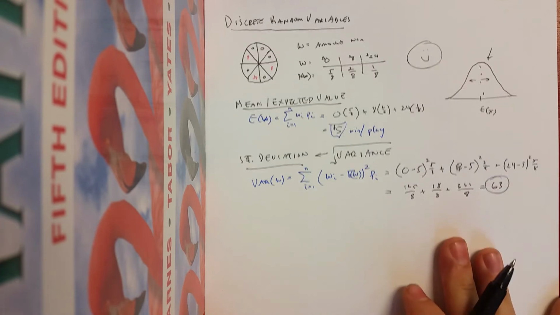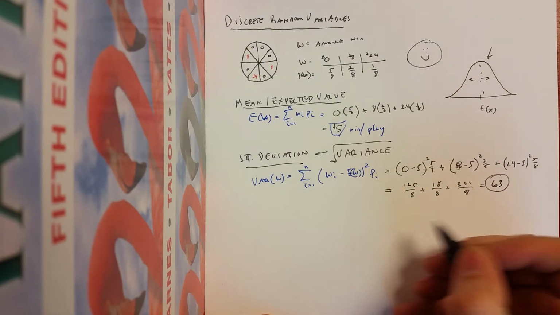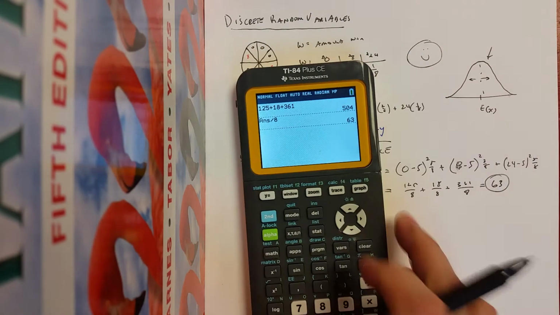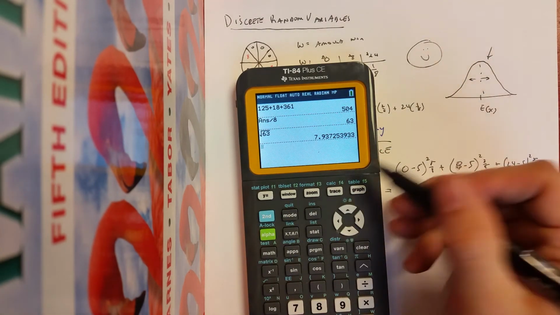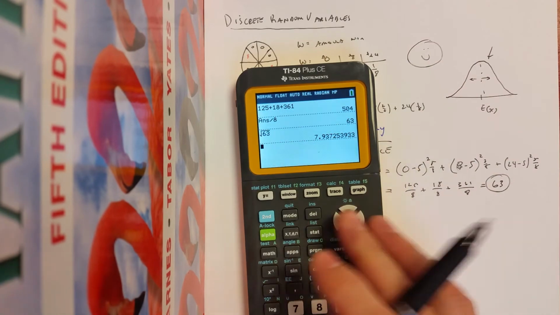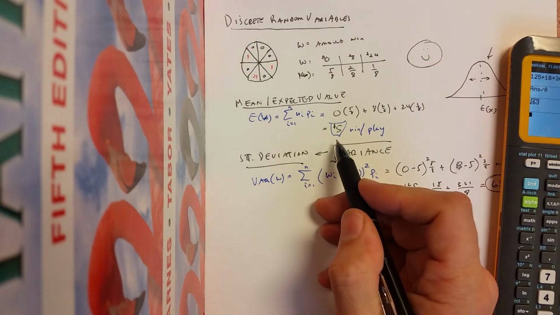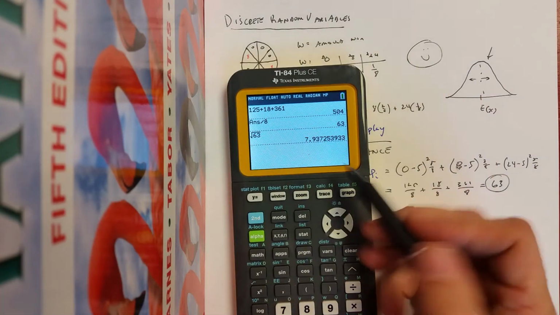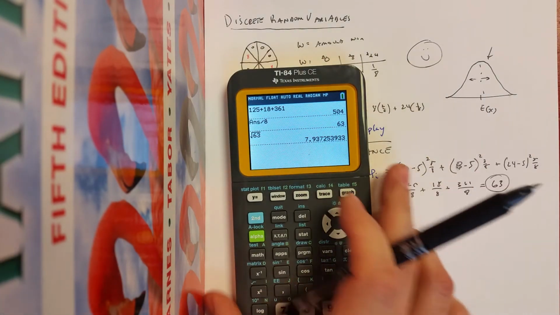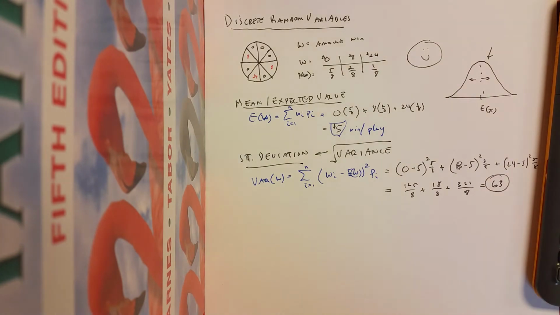All right, so that's one way to get the variance. And of course, the standard deviation would have been the square root of 63. The square root of 63 is a little bit less than 8, 7.9, which would mean while I'd win $5 on average, I would expect any particular winning to vary by 7.9 on average. So that's kind of neat.